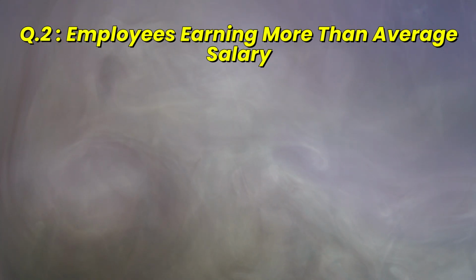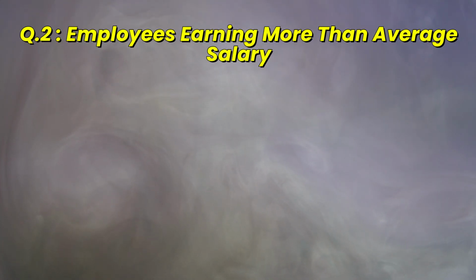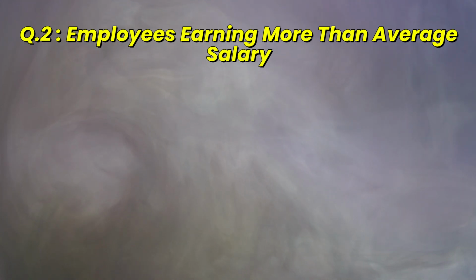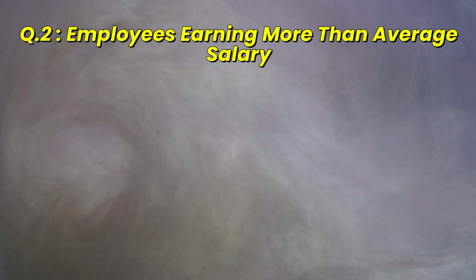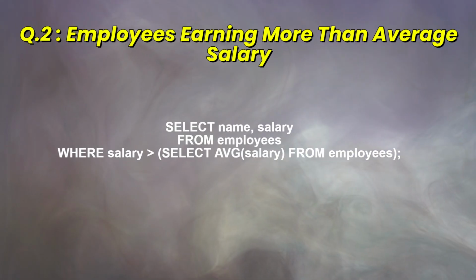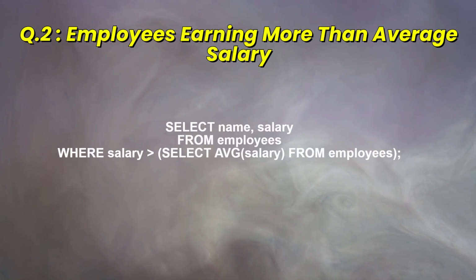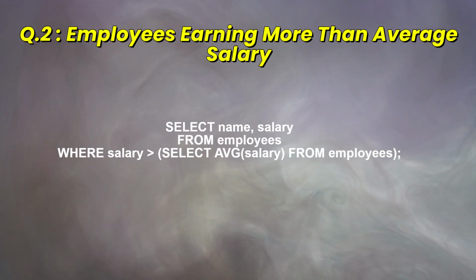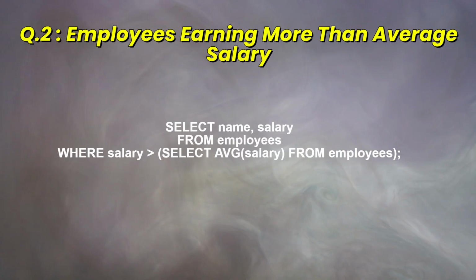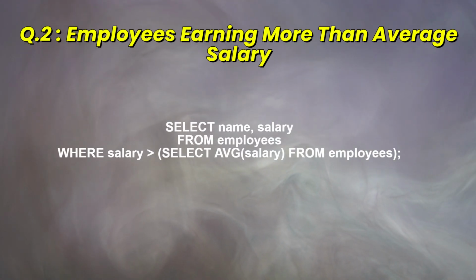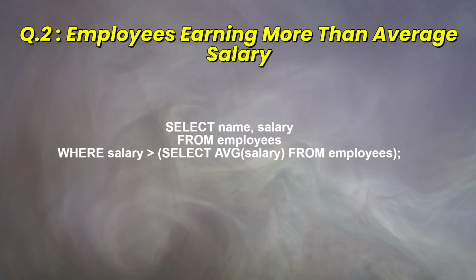Question 2. Employees earning more than average salary. Next, we want to find all employees who earn more than the average salary. Explanation. Here, AVG(salary) calculates the average salary of all employees. Then we compare each employee's salary to see if it is greater than the average. This query is useful for identifying high-performing or highly paid employees.